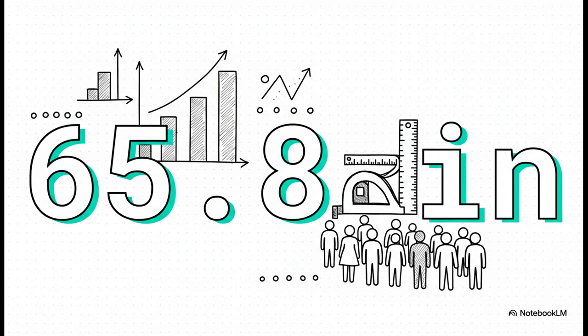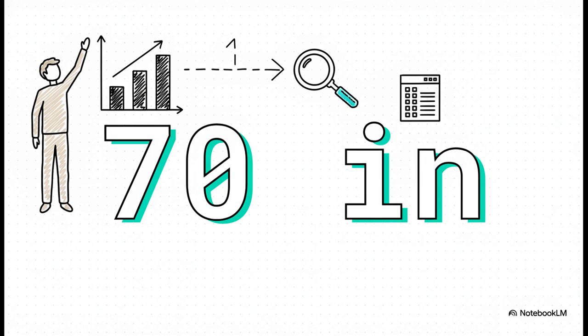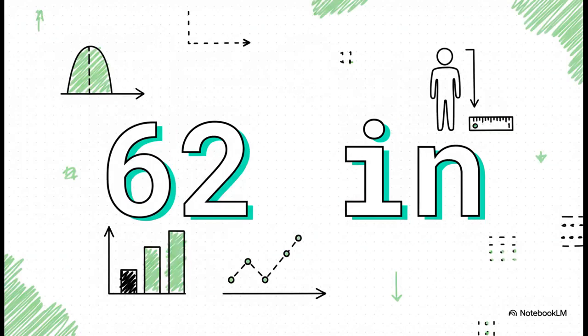So, what did the analysis tell us? Well, first, we got the central tendency. The average height, or the mean, for our whole group was 65.8 inches. But you know, an average by itself doesn't tell the whole story. We also need to know the range. So we find that the tallest person in our sample was 70 inches, while the shortest person was 62 inches. So now, just by looking at these 3 numbers, we have a much richer picture. We know the center and we know the boundaries of our data.